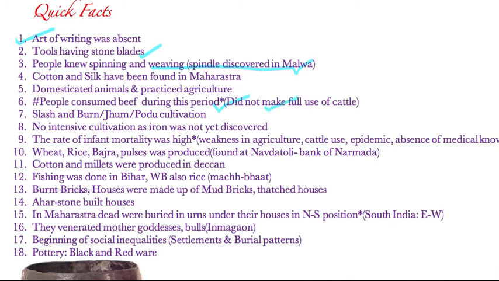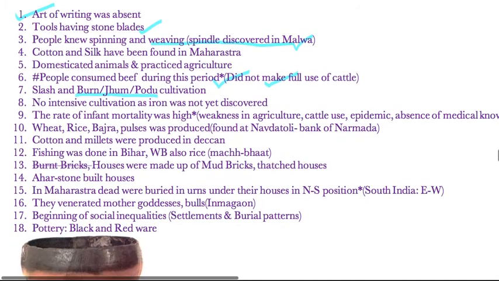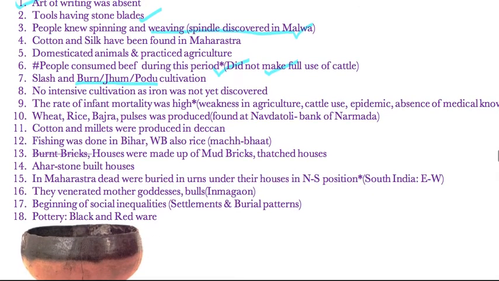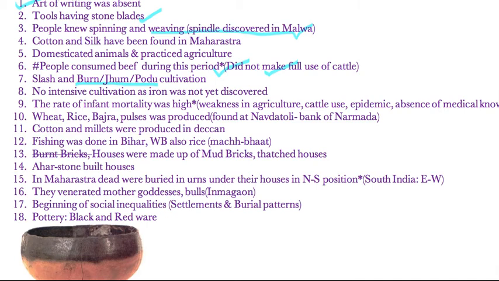So slash and burn, or jhum or podu cultivation, was followed. You might be knowing what this is. Podu is the term for jhum cultivation only. So there was no intensive cultivation as iron was not yet discovered, and copper is very malleable and it will bend when you try to plow the field with it.